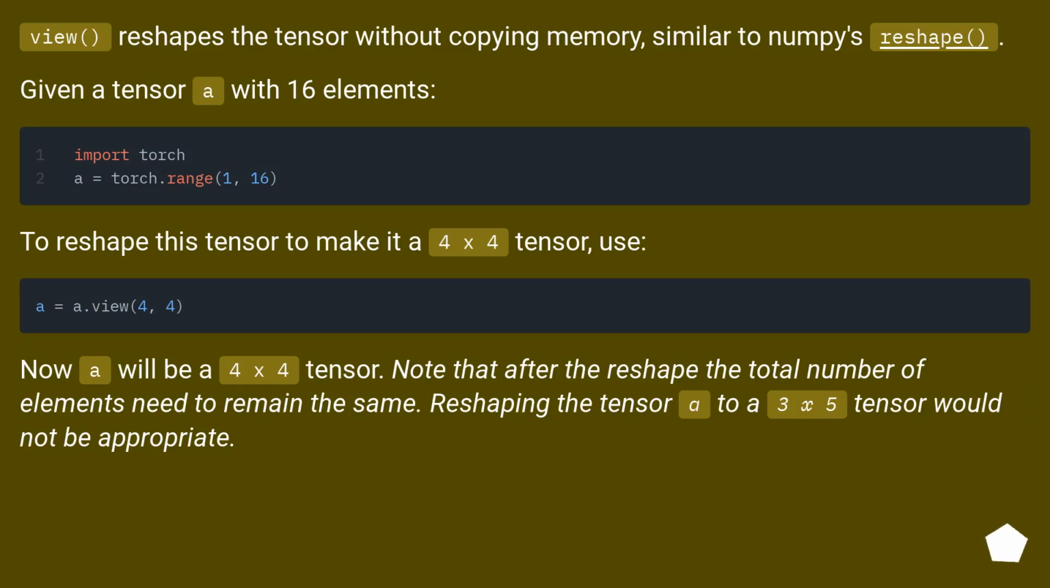Given a tensor A with 16 elements, to reshape this tensor to make it a 4x4 tensor, use .view(4, 4). Now it will be a 4x4 tensor. Note that after the reshape the total number of elements needs to remain the same. Reshaping the tensor A to a 3x5 tensor would not be appropriate.